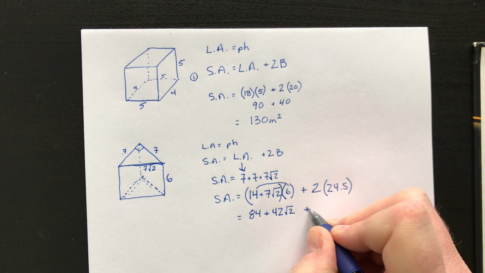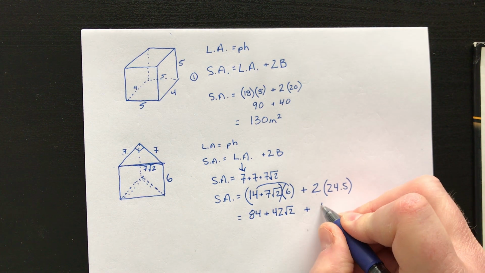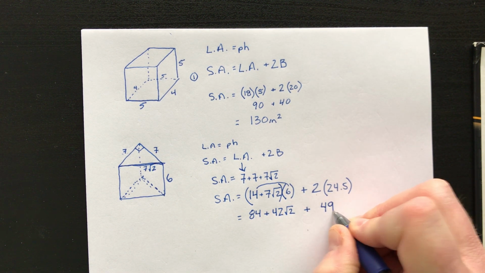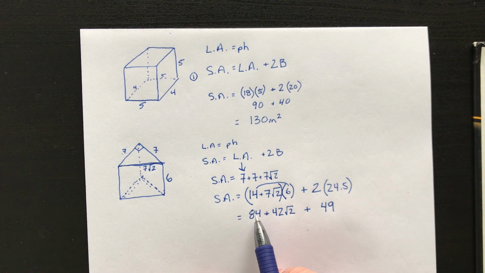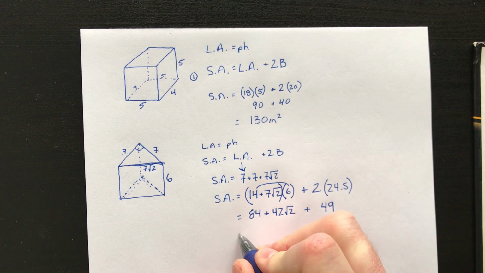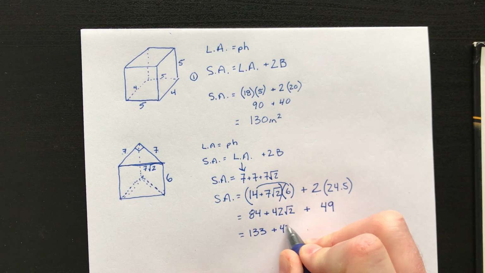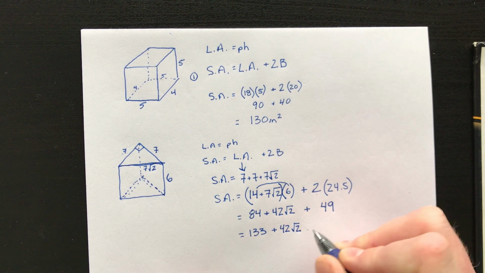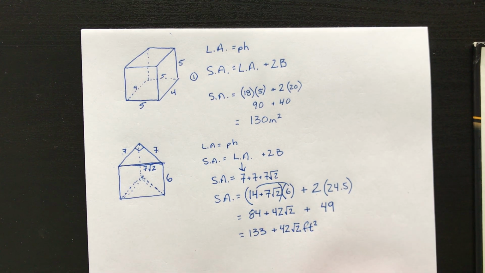And then we're adding 2 times 24.5, which is 49. So when we add these together, we can only add the 84 and the 49, and I get 133 plus 42 root 2, and I think this is feet squared. All right, you can leave it like that, which is simplest radical form.